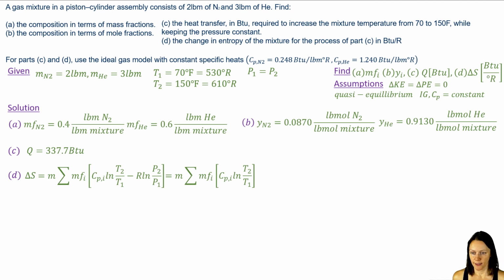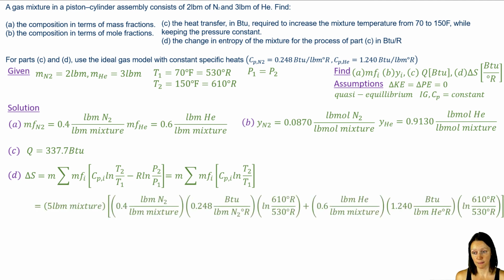All right, so now I'm ready to plug things in. I've got the mass of my mixture, the mass fraction of each one of those things, the Cp value for each term, and then I just plug in the natural log. I just need to make sure that my temperatures are in degrees Rankine. And I've got 0.593 BTU per degree Rankine.